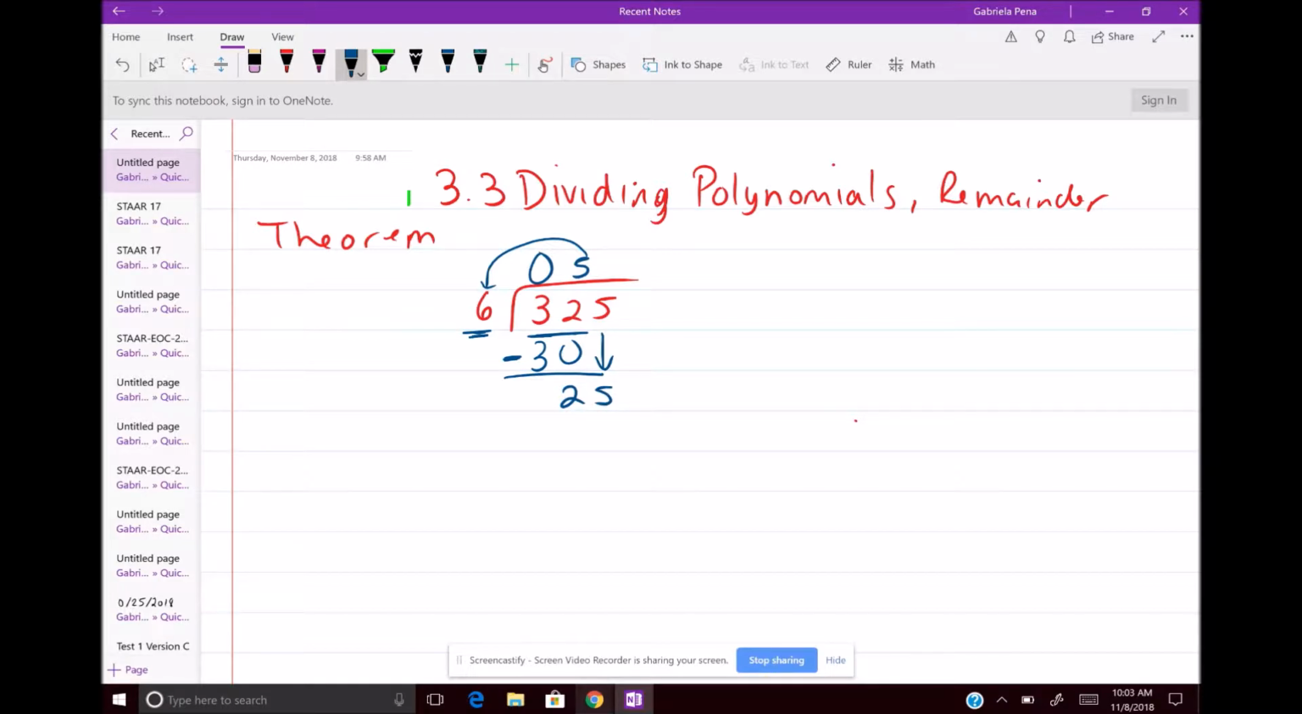6 goes into 25, 4 times. Very good. You multiply. That was a 24. We subtract. What is this called? Your remainder, right? So my answer was 54 and 1/6 because your remainder goes over your divisor. You remember doing this? So now we're going to do this, but with an x squared, x cubed, x to the 4th. So it's going to get a little bit more challenging, but it's something that you should be able to do because the same rules apply.